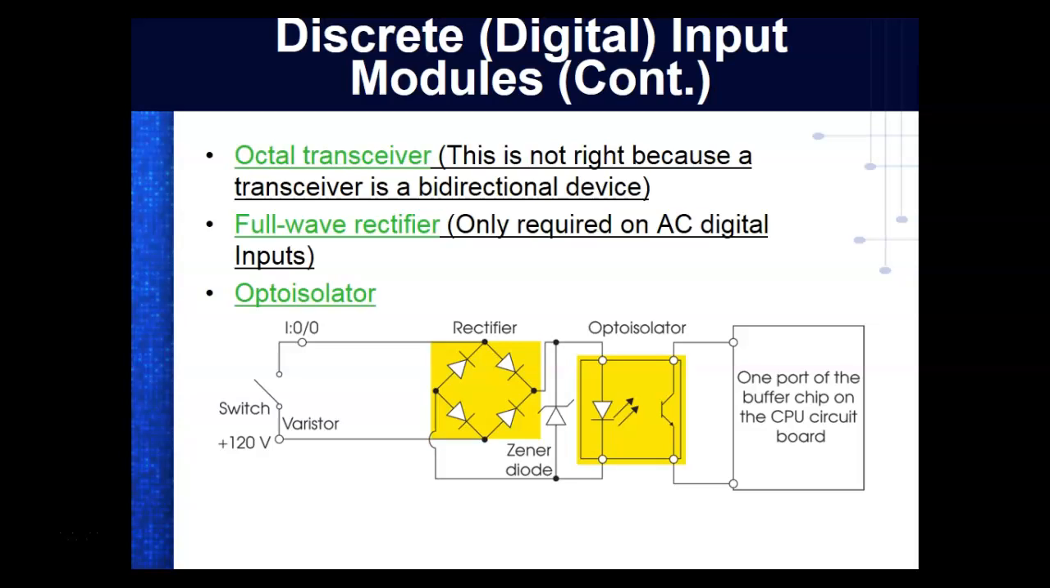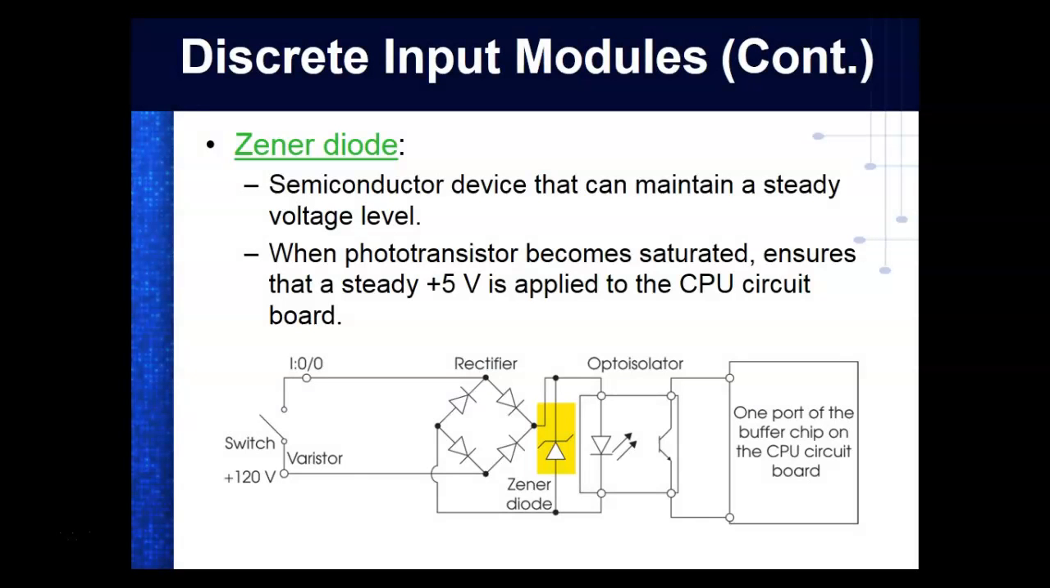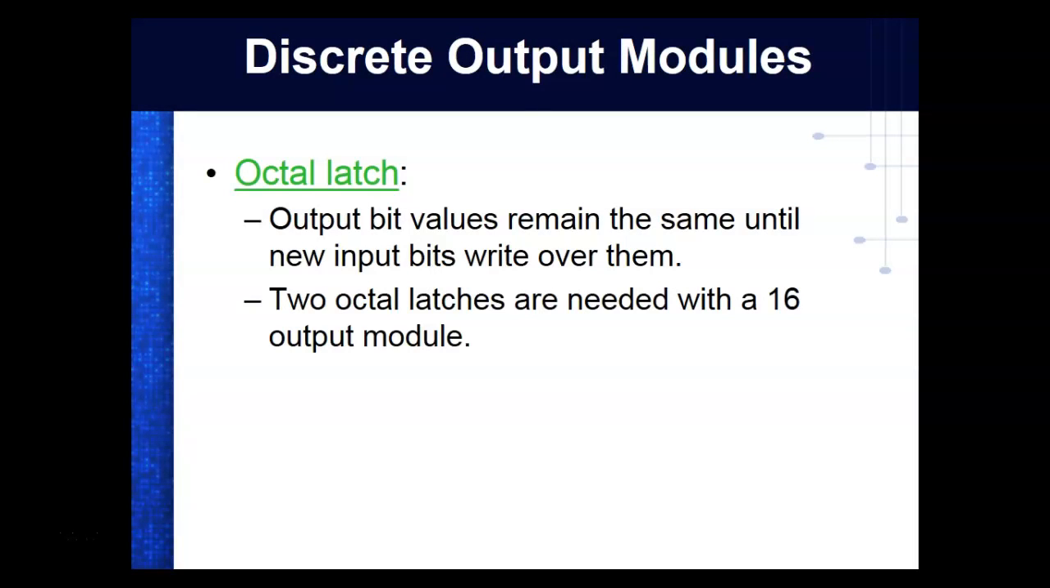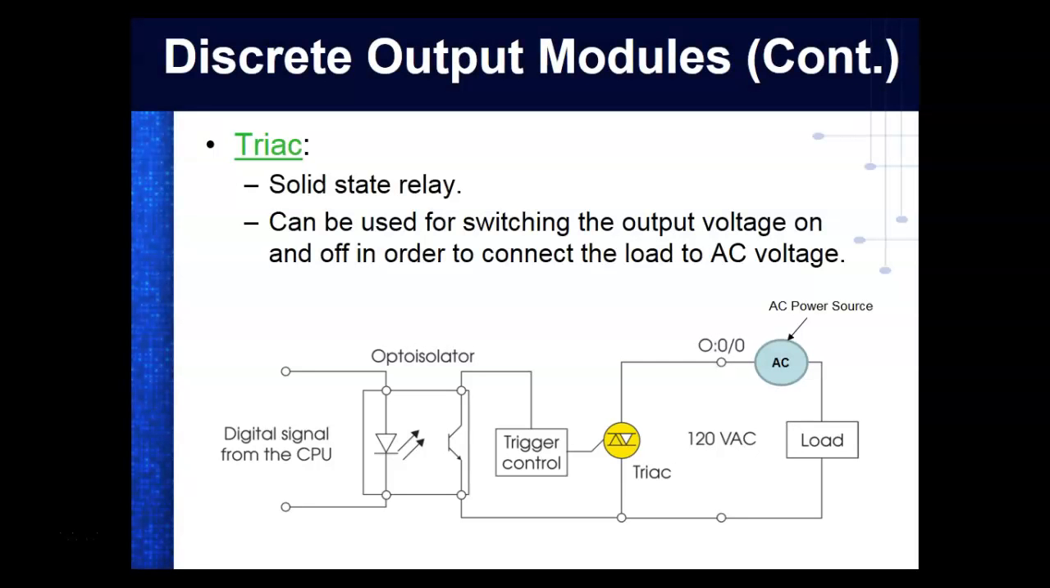These are inputs. They call them optical transceivers. We don't have to worry about that. But these optical isolators, these are designed to do what? Isolate the what? Inputs from the internals of the PLC. We don't care about Zener diodes. You'll learn about that. We don't care about optical latches. Triacs. These are electronic switches, but they switch AC.